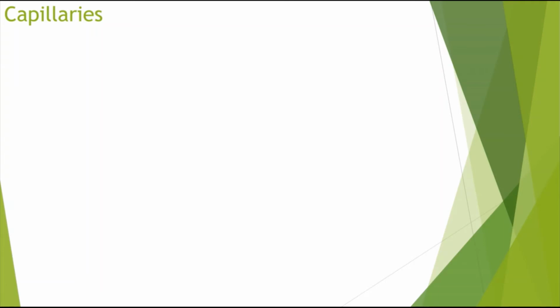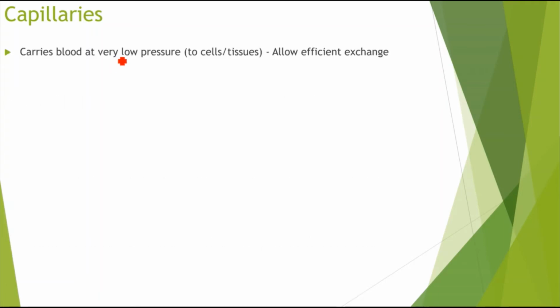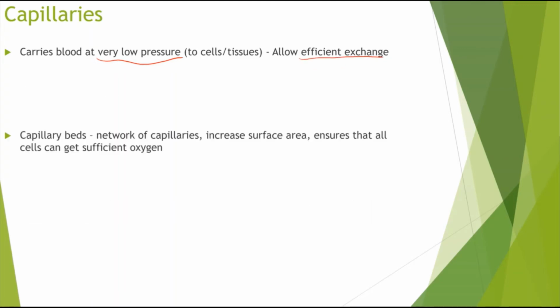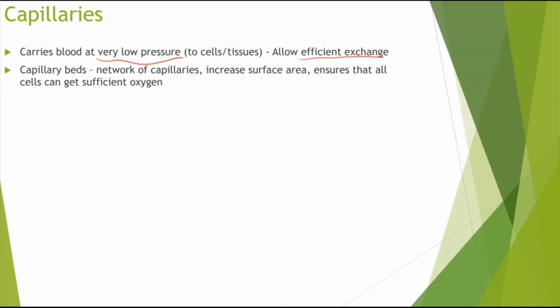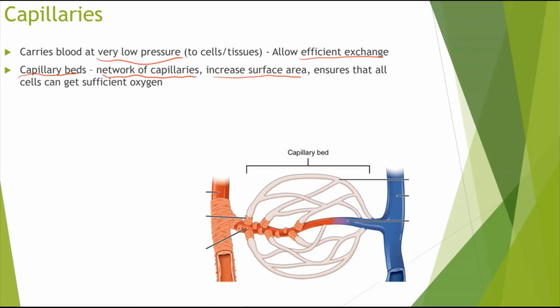So now into the capillaries. Capillaries carry the blood at a very low pressure to the cells as well as the tissues, and because they carry the blood at a low pressure, this allows for an efficient exchange. One thing you need to be aware of is that capillaries form capillary beds, which is basically a network of capillaries. This is very useful as it increases the surface area, and it ensures that all cells get sufficient oxygen. For example, this is a capillary bed.